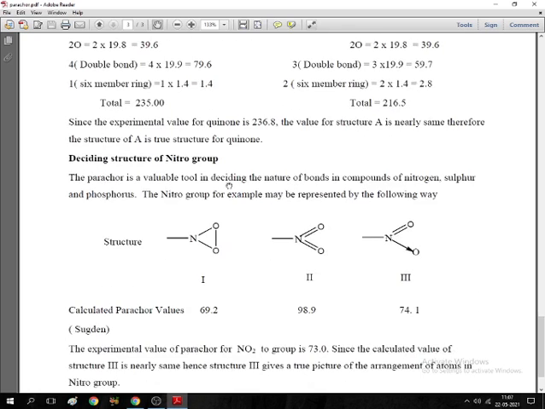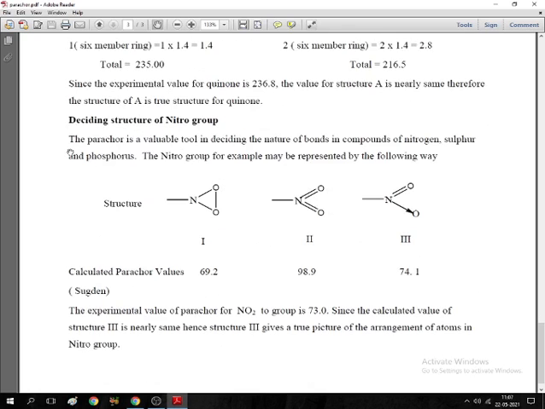Now, deciding the structure of the nitro group. The parachor is a valuable tool in deciding the nature of bonds in compounds containing nitrogen, sulfur, phosphorus groups. Parachor is used to decide the structure of groups containing nitrogen, sulfur and phosphorus. For example, the nitro group can be represented in different ways. Three different structures are possible for it: structure 1, structure 2 and structure 3.